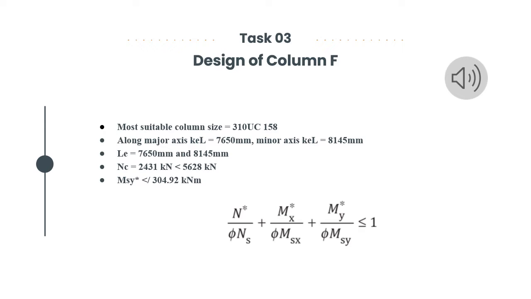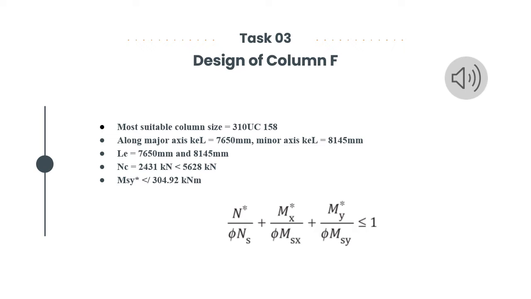For the slenderness ratio, ED1 comes with the horizontal wind load. First we calculate along the major axis and the minor axis. For the major axis we got 7650 millimeters. For the minor axis we got 8145 millimeters. After that, we modify the slenderness ratio, calculate the ultimate capacity of the column, and clarify that the column size is suitable.